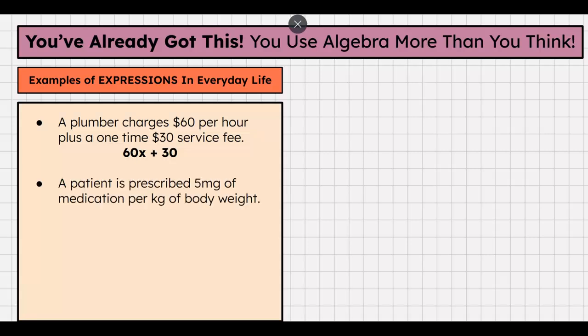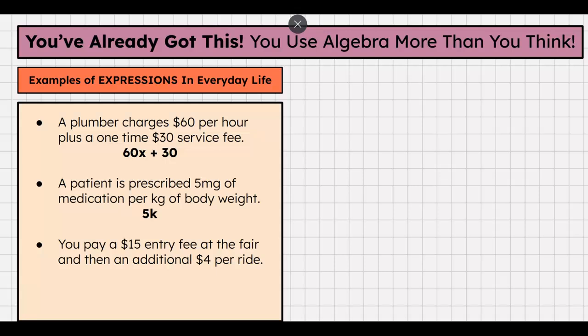The next example, a patient is prescribed 5 milligrams of medication per kilogram of body weight. If we were to write an algebraic expression to represent this situation, we would have 5K, where 5 represented the 5 milligrams of medication, and K represented the body weight of the patient. But we don't know how much the patient weighed or how many kilograms they are, so it's represented with K.